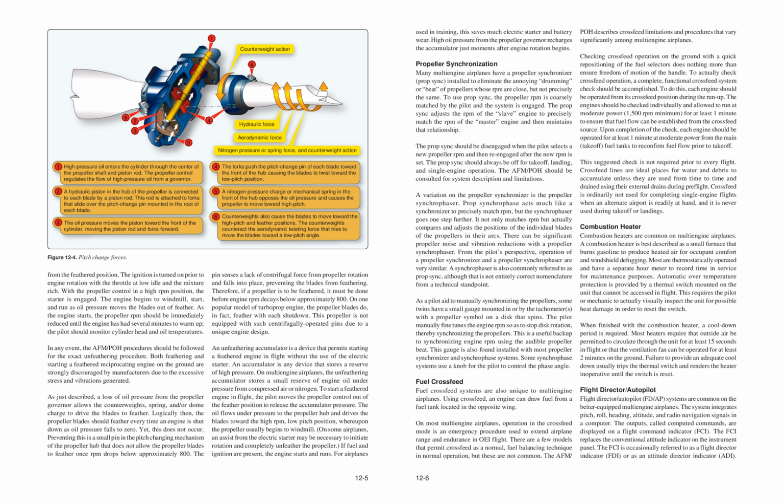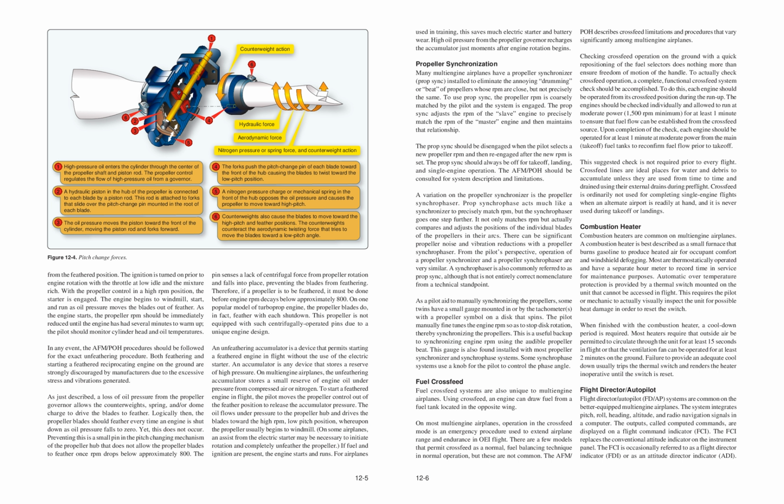Both feathering and starting a feathered reciprocating engine on the ground are strongly discouraged by manufacturers due to the excessive stress and vibrations generated. As just described, a loss of oil pressure from the propeller governor allows the counterweights, spring, and/or dome charge to drive the blades to feather. Logically then, the propeller blade should feather every time an engine is shut down as oil pressure falls to zero. Yet, this does not occur. Preventing this is a small pin in the pitch-changing mechanism of the propeller hub that does not allow the propeller blades to feather once RPM drops below approximately 800.